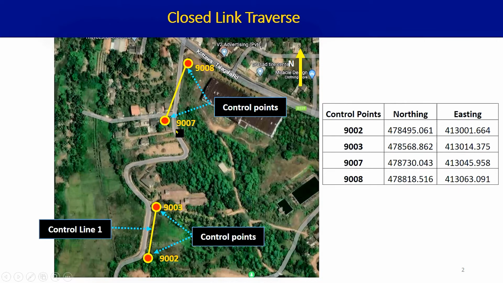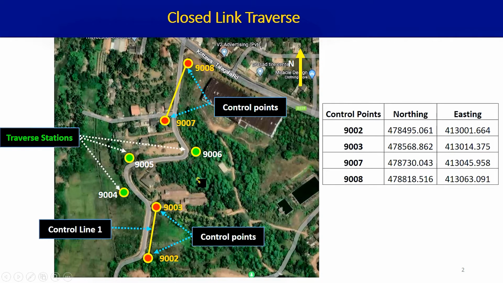Then to collect the details, we need to establish traverse stations in between these control lines. As you see, because of this bend and the terrain, we can't see the intermediate locations between 9003 and 9007. Therefore, we need to establish traverse stations between them: 9004, 9005, 9006. Likewise, we can establish three traverse stations between 9003 and 9007. These are known as traverse stations until the survey is completed.